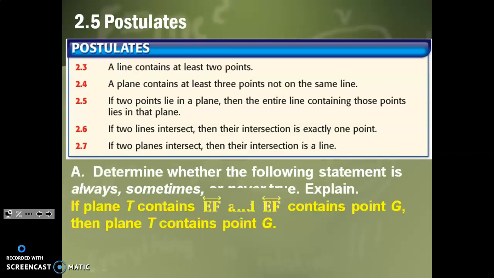So here's what we're going to do with these postulates. We're going to have a statement. If plane T contains line EF, and line EF contains point G, does plane T contain point G also? I know that's kind of a tongue twister, but the line is in the plane and there's a point on that line, so that point also has to be in the plane. You can never show a counterexample, so this is always. We're always looking at an always, sometimes, or never answer to these.